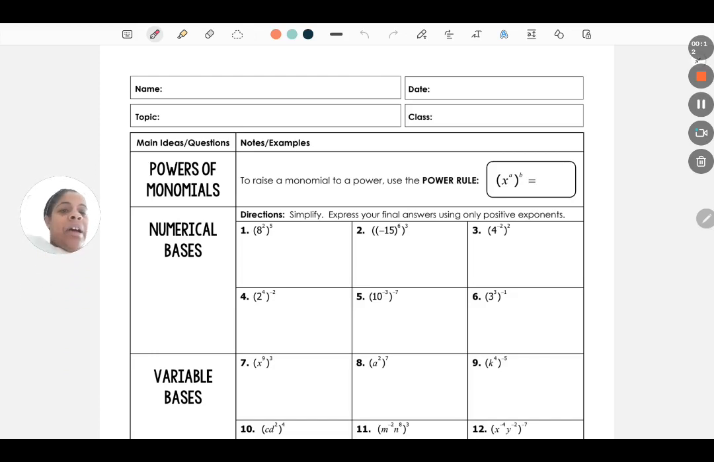Okay. Today we are reviewing 2.7, the powers of monomials.